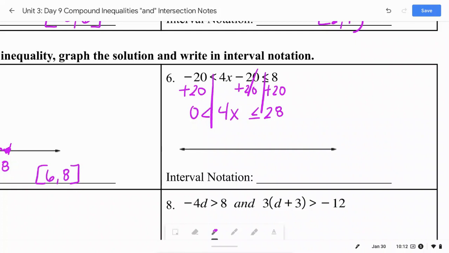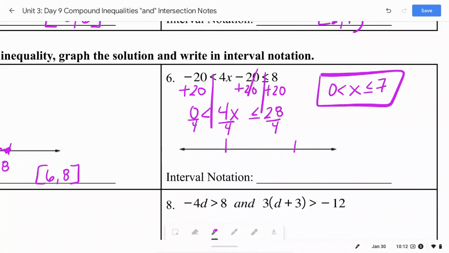Then you still need to get rid of that 4. So we're going to divide all 3 sides by 4. So I get 0 is less than x, which is less than or equal to 7 once it's solved. So on a number line, 0 comes first and then 7. Open circle on 0, closed circle on 7 since there's an equal bar, and then it has to be shaded in between. So it would be parentheses 0, comma 7 with a bracket since the 7 has a closed dot.